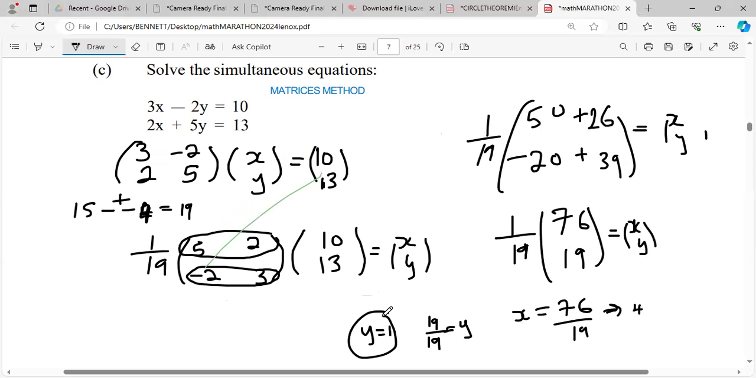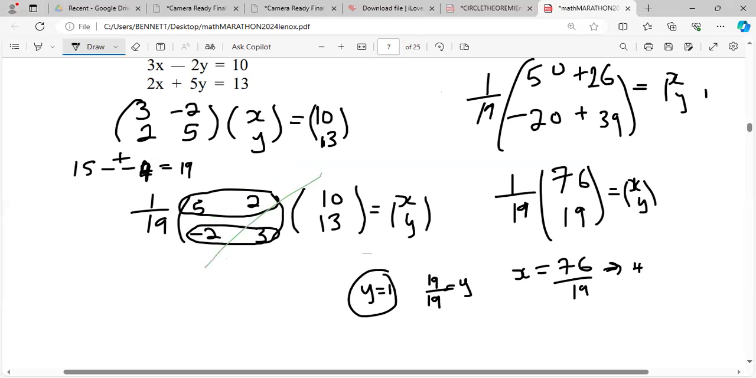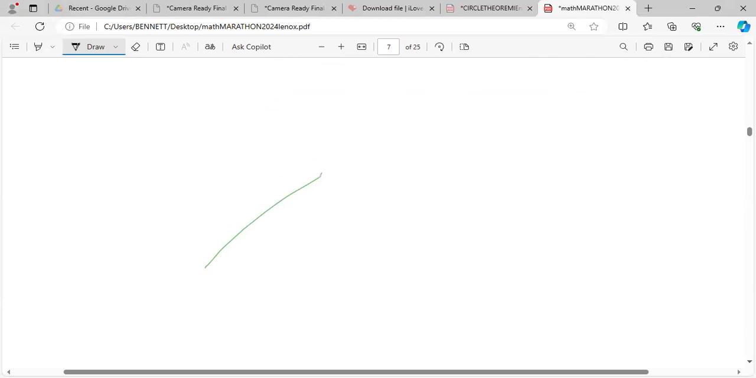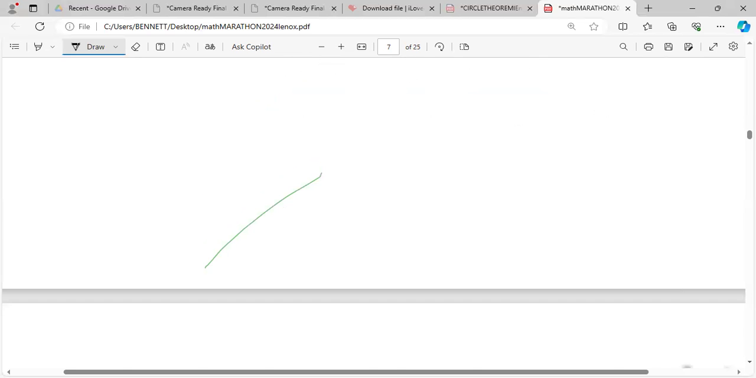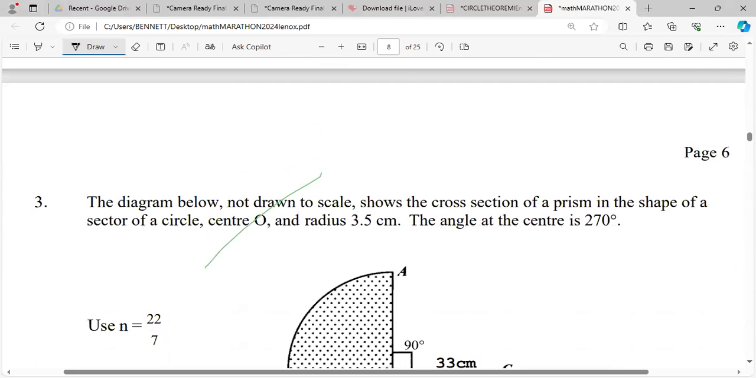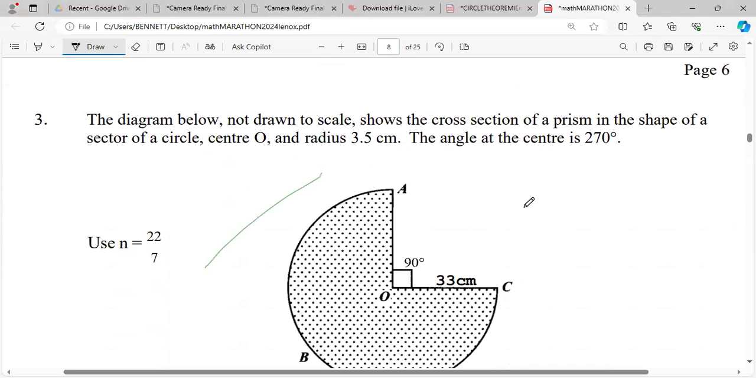So x is 4 and y is 1. So basically, two methods. We could also use the substitution method too. I used the elimination method first, then the matrices. So there are so many ways that you can use. Whichever one you feel more comfortable with, guys, and can maximize to get the marks, use it. One thing with CXC, they're not really going to penalize you for using a valid method.